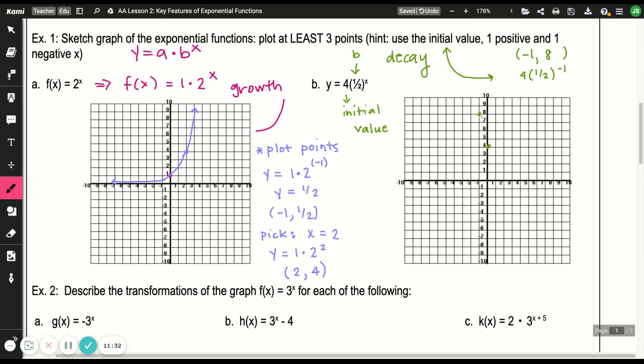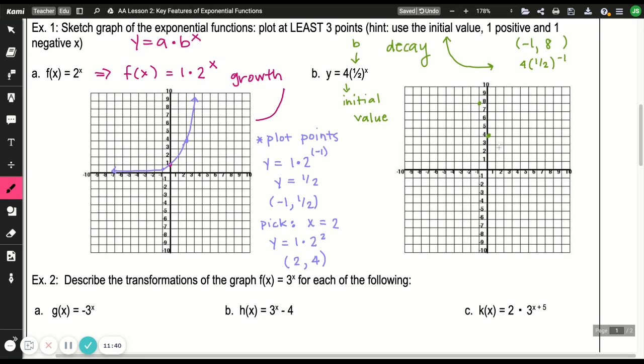I plotted one negative point, and now I'm going to plot 1 point on the right-hand side, on the positive side. So now I'm going to pick a positive number for x. How about +1? And if I plug that in, I get 4 times 1/2 to the +1, that is 2. So my graph passes through the point 1, 2.